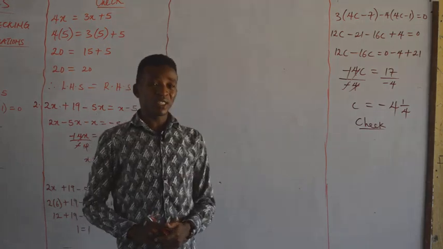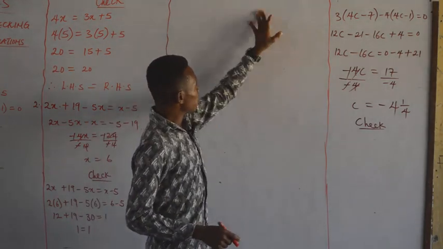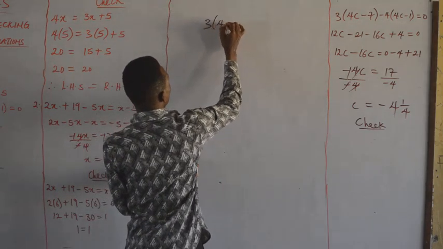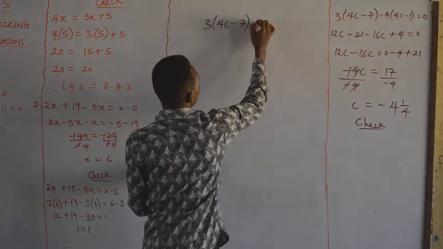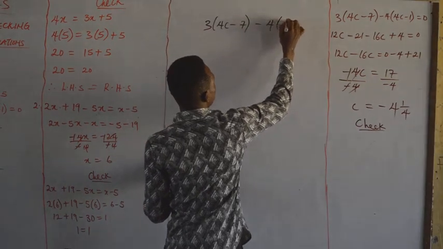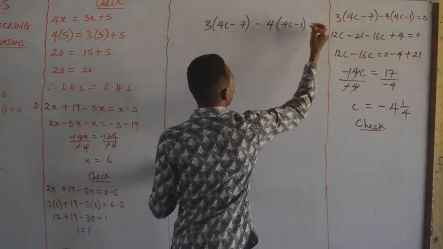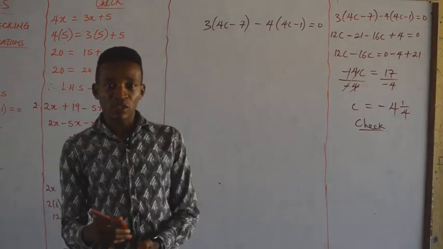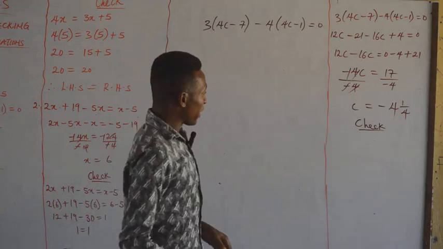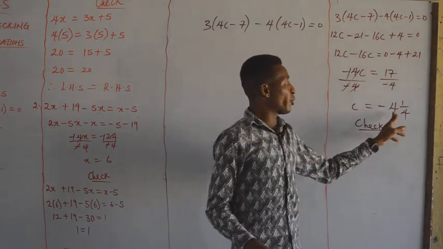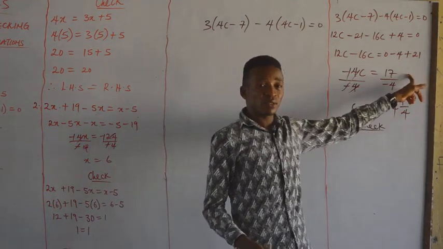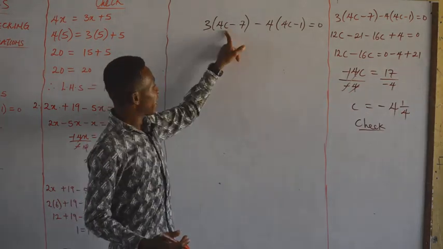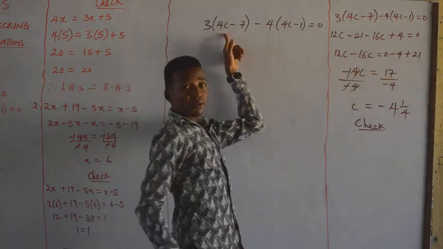Now for you to check if your answer is correct or wrong, I'm still going to make use of this place here. Let's say we have 3 into bracket 4c minus 7, then minus 4 into bracket 4c minus 1, everything equals to 0. The essence of this, like I said, is to check. Now, our final answer here is minus 4 number 1 over 4, which is the same thing as minus 17 over 4. That means anywhere we see C, we are going to be replacing it by minus 17 all over 4.